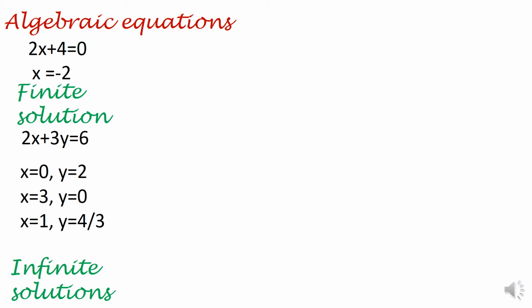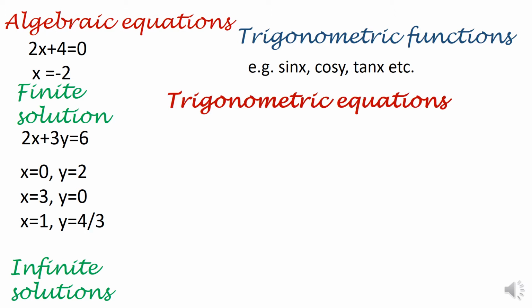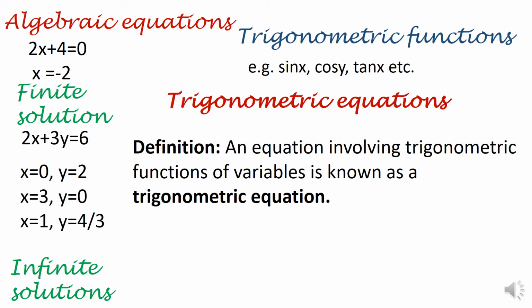Now, when we use trigonometric functions such as sin x, cos y, tan x, etc. in an equation, we get a trigonometric equation. So those equations are called trigonometric equations. Thus, we define a trigonometric equation as an equation involving trigonometric functions of variables. Thus, instead of x, we can have sin x. Instead of y, we can have cos y, tan y, cot y and so on. And when we use it as an equation, it forms a trigonometric equation.